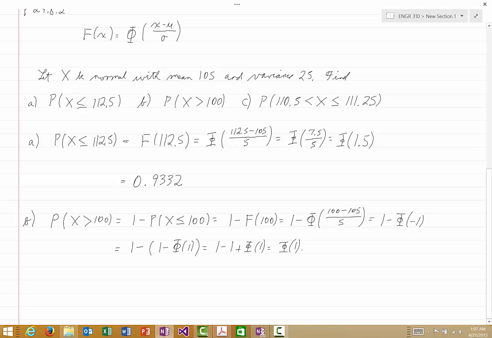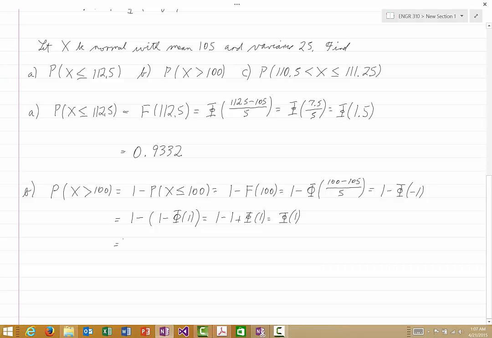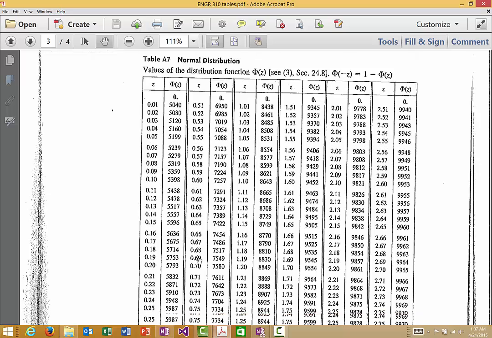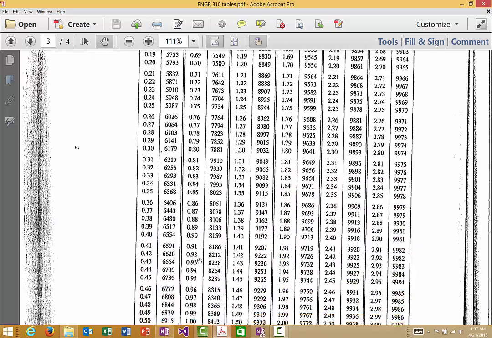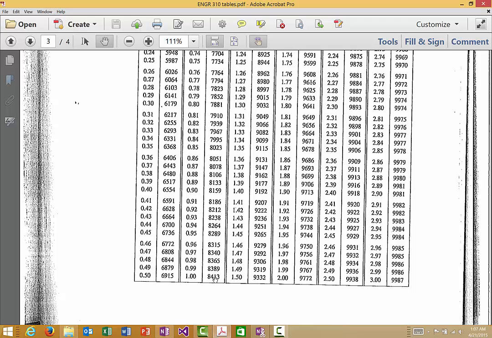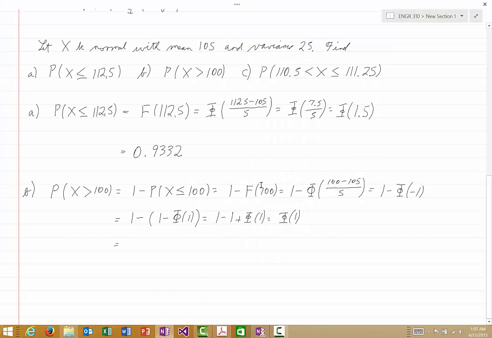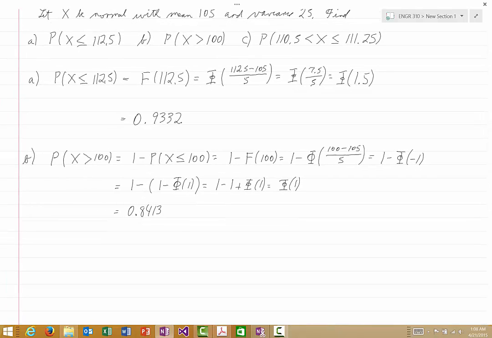And now we can look at the table again. And 1 appears in the second z column. And we have 0.8413. So that's the probability that the random variable will assume a value greater than 100.